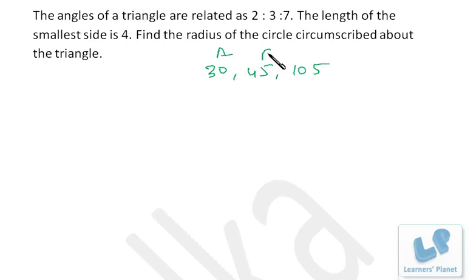This suppose angle A, B and C. Right. Now what we have to find out is the radius of circle circumscribed about the triangle. Now the smallest side is 4, right? And the smallest side is which? The side that is opposite to the smallest angle, right? So that means, I just draw the diagram. This is A, then this is 30 degree and this is 4, right?